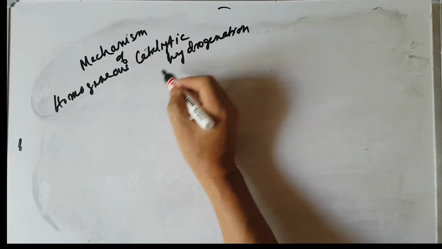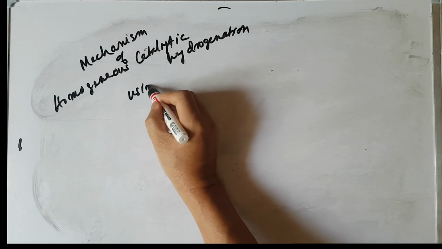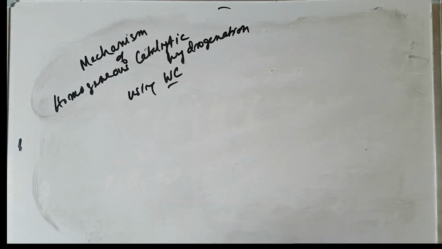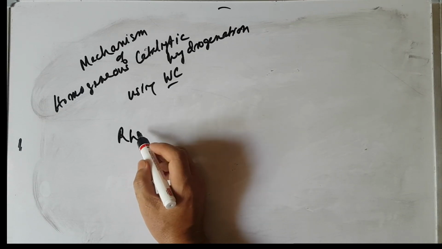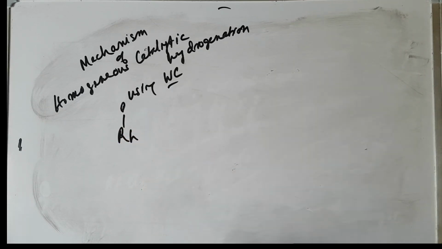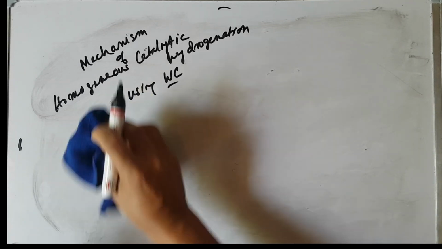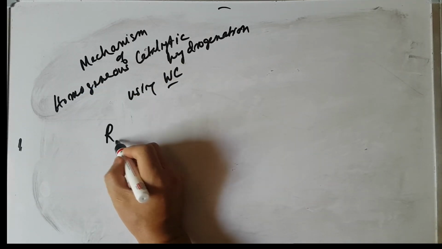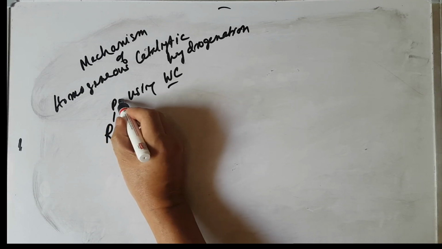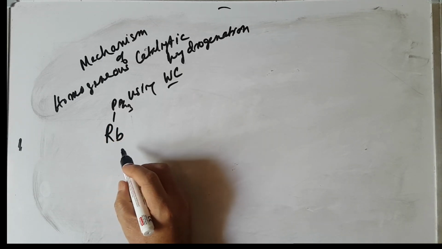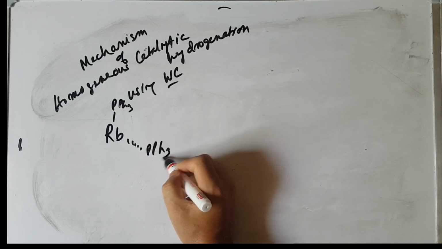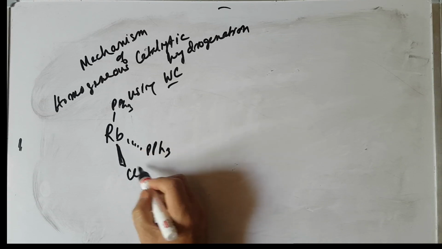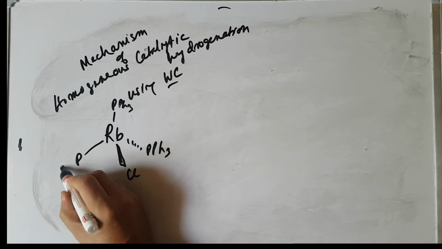Using Wilkinson catalyst. So the first step: rhodium looks like this. This is the catalyst, with phenyl groups. The rhodium structure is RhCl(PPh3)3: triphenylphosphine, and here also triphenylphosphine, and here is the chloride, and this is triphenylphosphine.